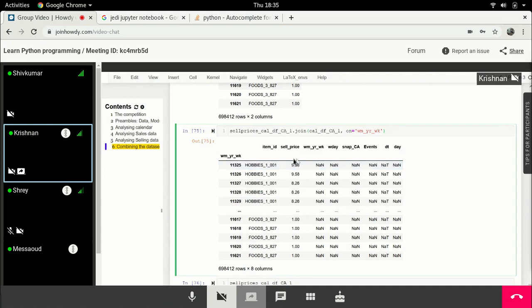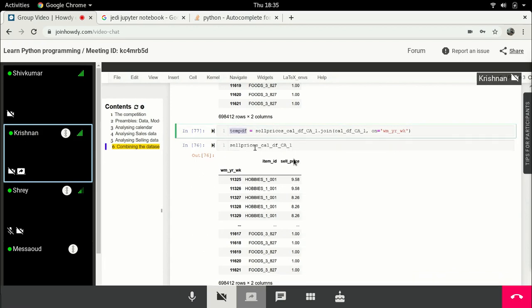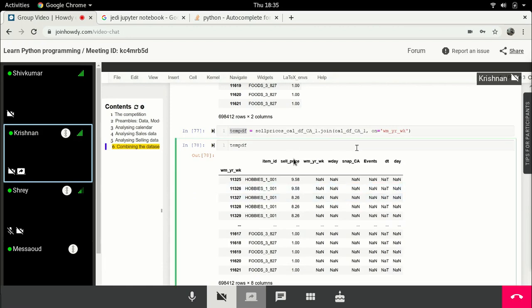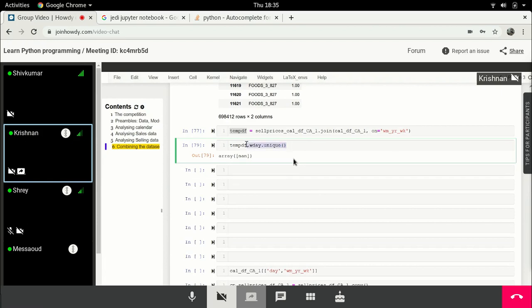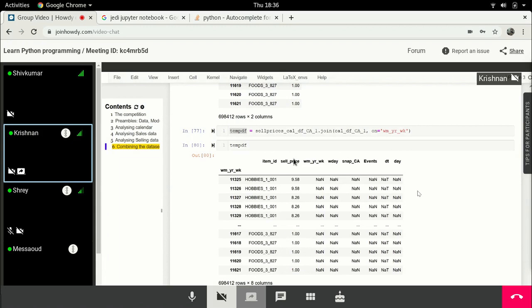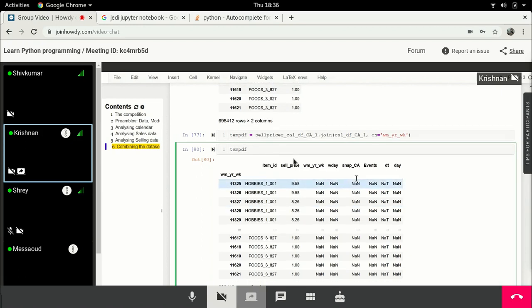So I guess we can put it back into the same variable. That's not a problem. But right now we don't know what is happening, so let me check. My doubt was that this doesn't seem to be good. The reason I think this may be a problem is that we need the day from the other one, which is cal DFCA1. So setting the index of WMYRWK may have to be done in cal DFCA1 instead of sell prices. I see what you mean.